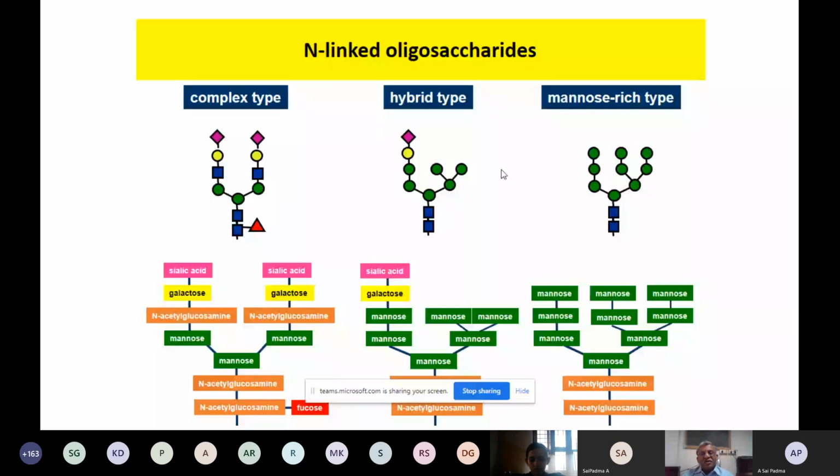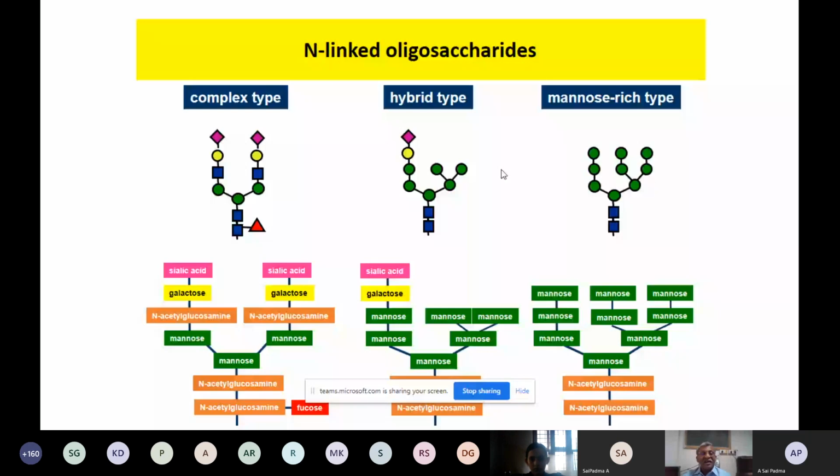So yes, there are three distinct types of N-linked oligosaccharides: the mannose-rich type or high mannose type, then the complex type, and the hybrid type, whose properties are in between the mannose-rich type and the complex type. In the mannose-rich type, the glycan structure is largely composed of mannose residues, whereas in the complex type, some of these mannose residues are trimmed, and you have only three mannose residues to which additional sugar molecules are attached.